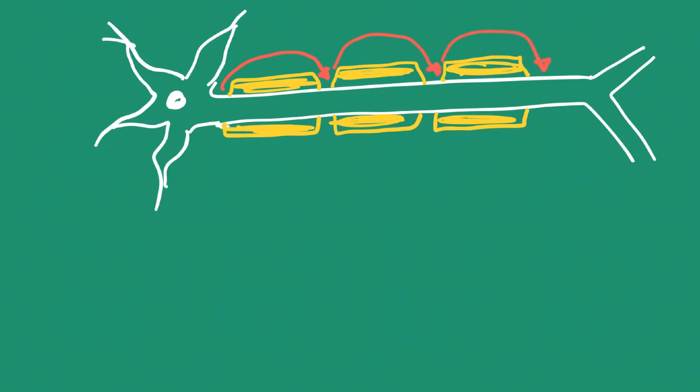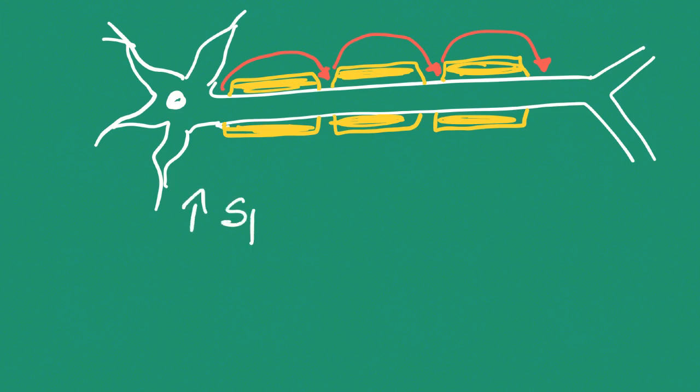Each node has voltage-gated sodium channels and voltage-gated potassium channels that are exposed, which means the depolarization and repolarization can take place in these areas. So the action potential can skip large areas of the axon as it jumps from one node of Ranvier to the next, which we see in red. As a result, it greatly increases the speed of conduction.